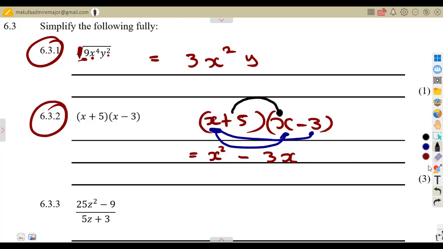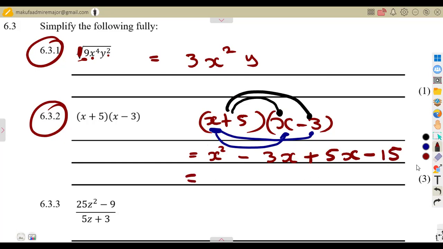So that will be plus 5x. Sorry for that. Plus 5x. Again, the 5 times minus 3. Positive, negative. That's a negative. So it will be negative 15.